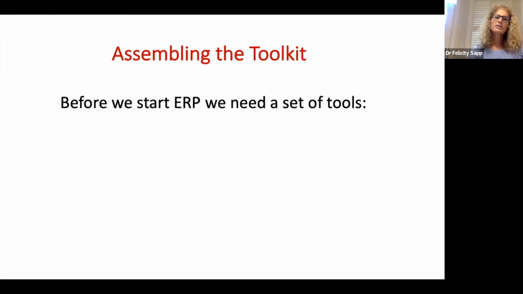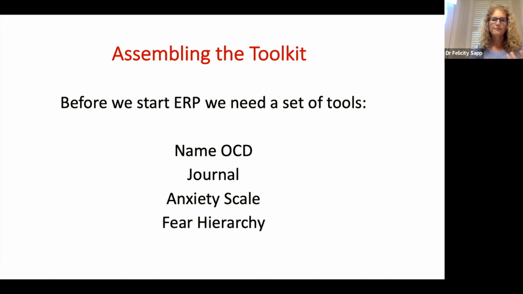All right, I want to talk a little bit about how before we start ERP, we need a set of tools. It's the same idea as if you are learning how to ski. You're not going to go to the very top of the hill and go to those double black diamonds and then just come on down. Before you do that, you're going to have to learn different skills. Well, it's the same thing with ERP. We need some tools before we get started. So: naming OCD, a journal, an anxiety scale, and a fear hierarchy.